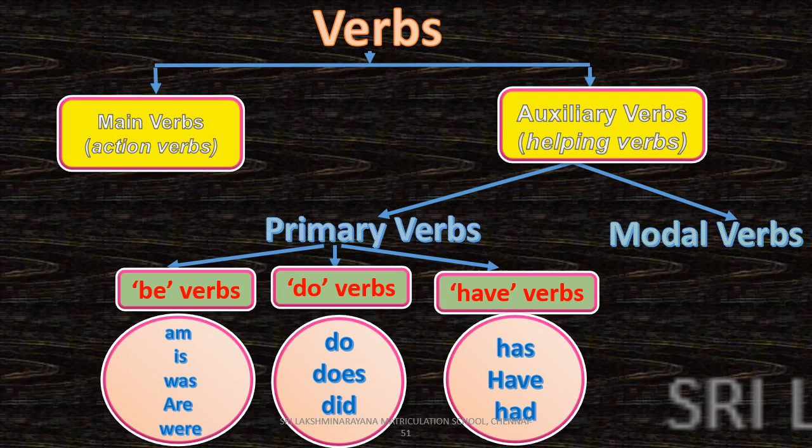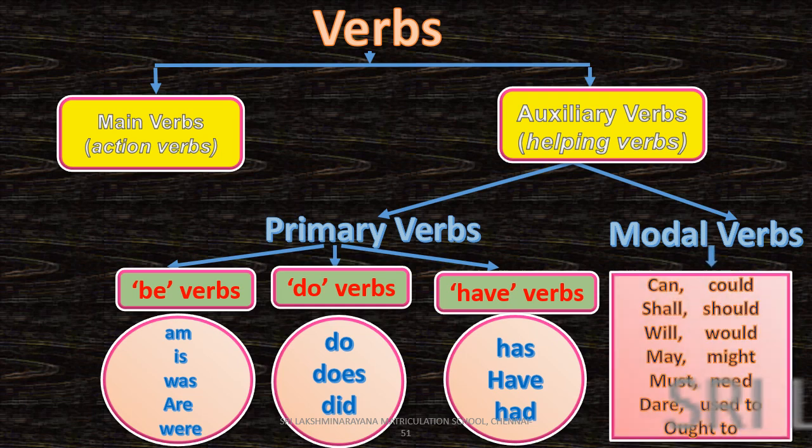And coming to modal verbs. Modal verbs are the words that express the speaker's intention. And modal verbs are 13 in number, and they are can, could, shall, should, will, would, may, might, must, need, dare, used to, and ought to.